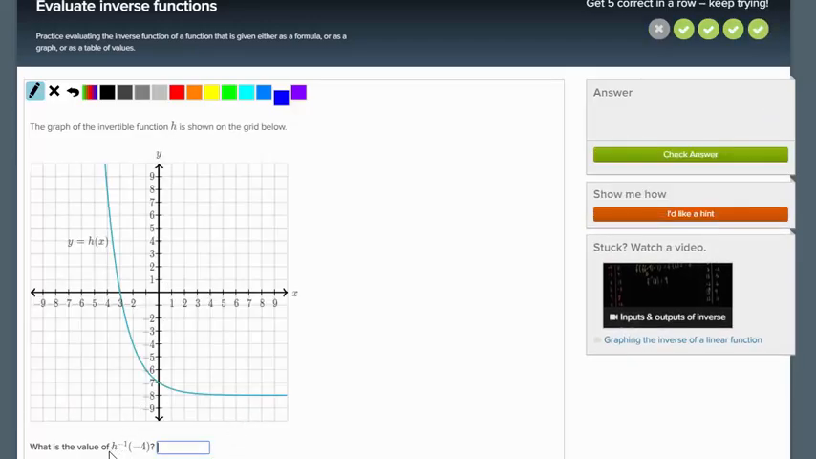Another one. What's the value of h inverse of -4? Again, this was my original output, which means it was a y. So I am looking at when y is -4 down here. My answer will be my original input, which is an x. And my x was -2.